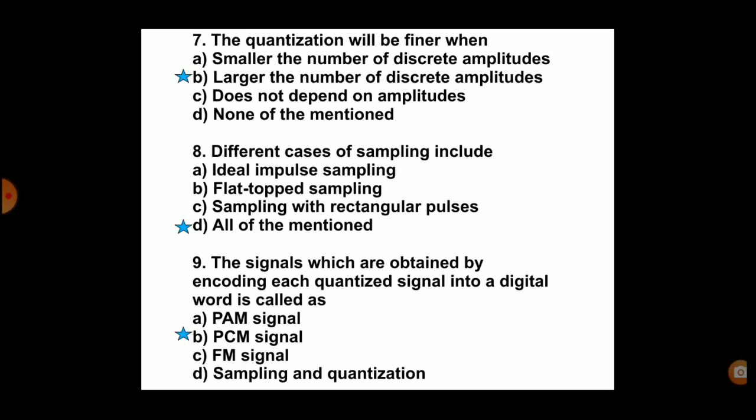Next question. Different cases of sampling include: first one ideal impulse sampling, flat topped sampling, sampling with rectangular pulses, D. All of the mentioned. Correct answer is D. All of the mentioned. The signals which are obtained by encoding each quantized signal into a digital word is called as, options are PAM signal, PCM signal, FM signal, sampling and quantization. Correct answer is PCM signal.